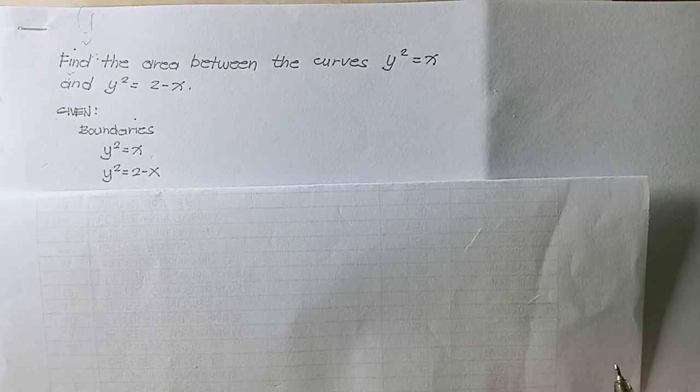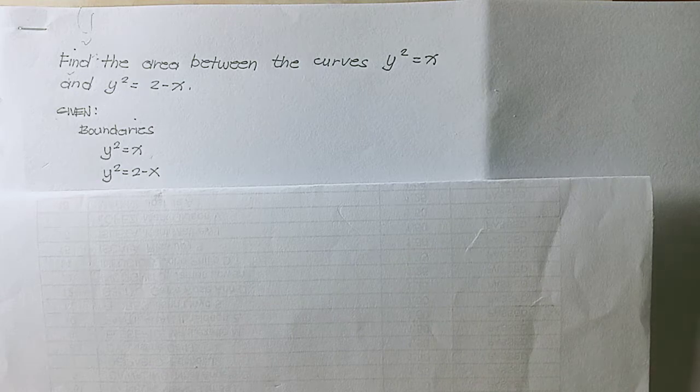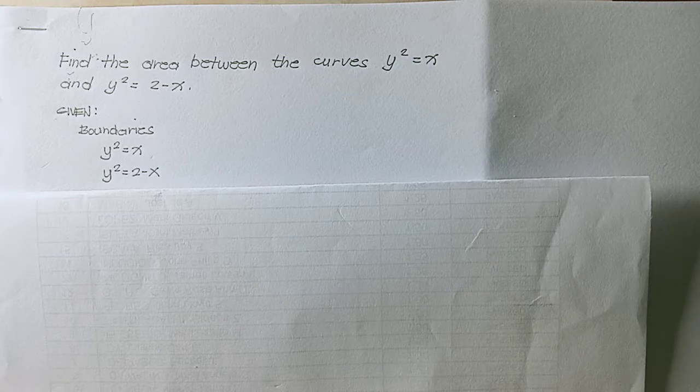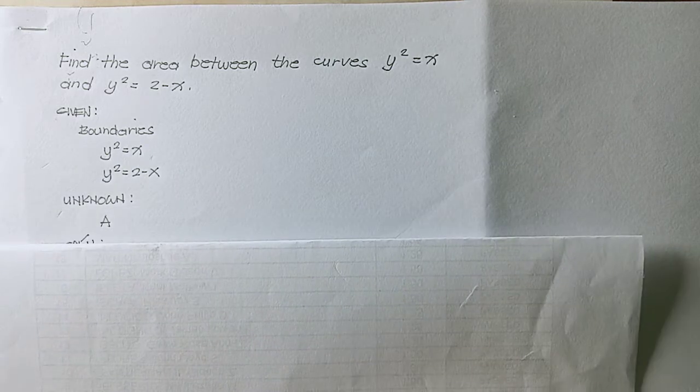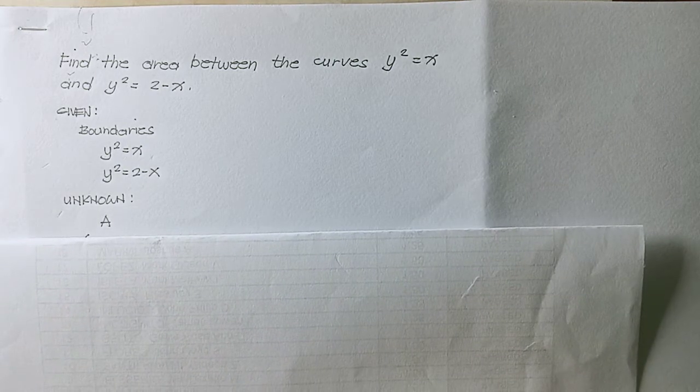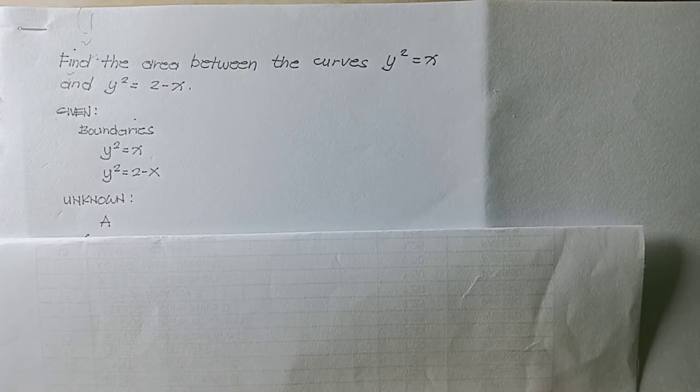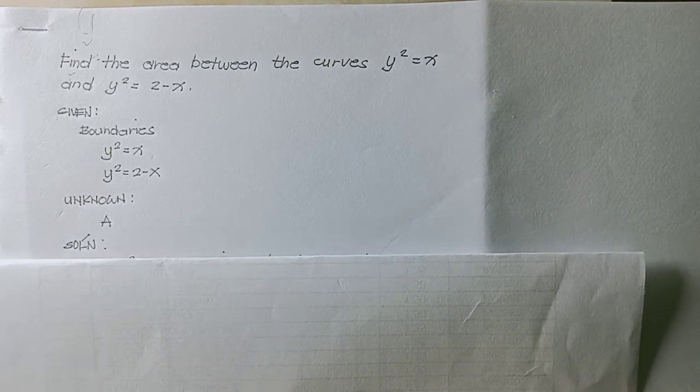It's very important that we plot them for us to be able to realize or determine which boundary is to the left, which boundary is to the right, which boundary is up or above, and which among the boundaries is located below. Right, our unknown, we will assume or denote area with capital letter A.